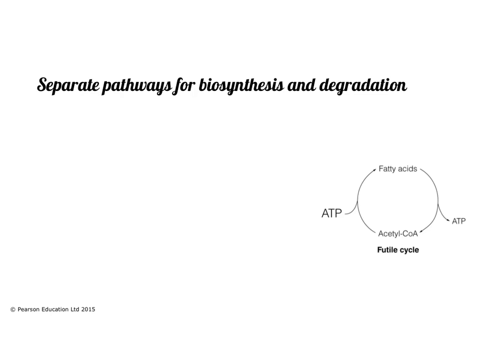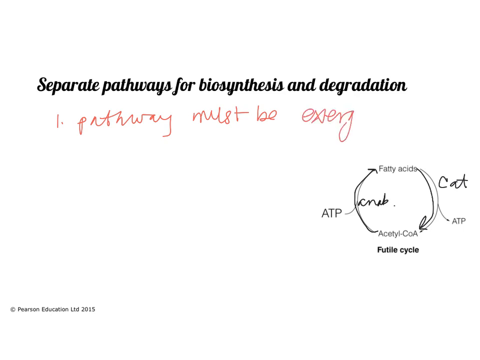Okay, so there are separate pathways for biosynthesis and degradation. That means there's a separate pathway that will break down a fatty acid versus the pathway that will make the fatty acid. So here, this is catabolism, and here, this is anabolism. And there's a few different reasons to have separate pathways for anabolism and for catabolism. One is that a pathway must be exergonic, negative delta G, overall, in the direction that it proceeds.